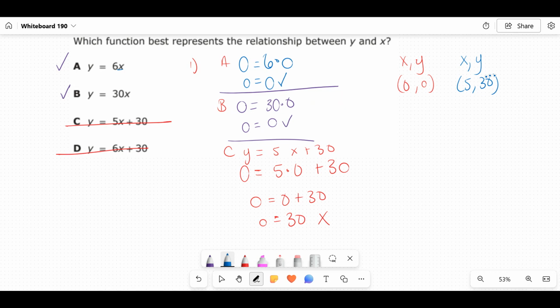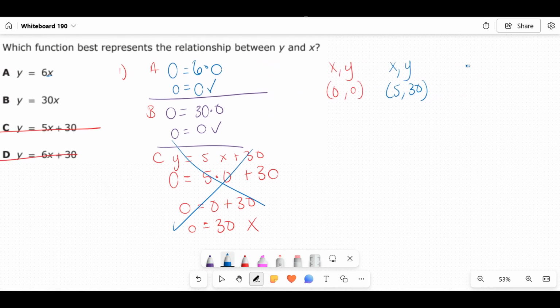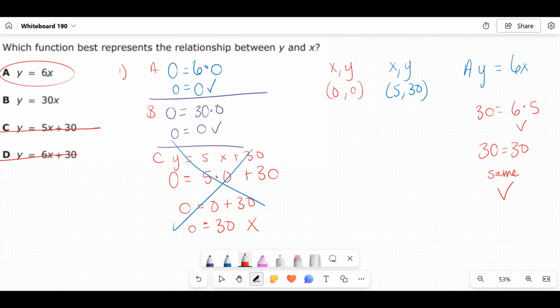So for those of us who took the time out to plug these numbers in for A and B, since C did not work, we had answer A, Y is equal to 6X. So we go ahead and plug in 30 for Y, and we plug in 5 for X, and we find out that 6 times 5 is 30. The other side is 30, and because in algebra we want everything to be equal to each other, both sides are the same, so the only solution here that works is A.